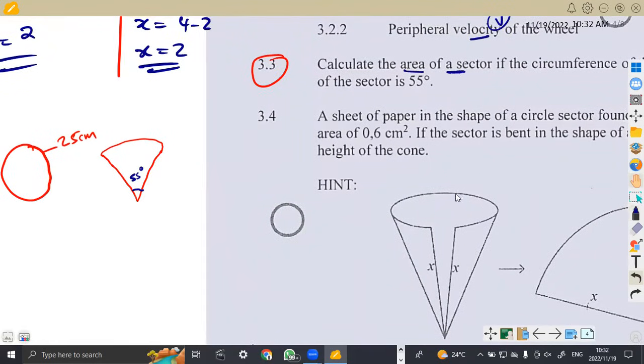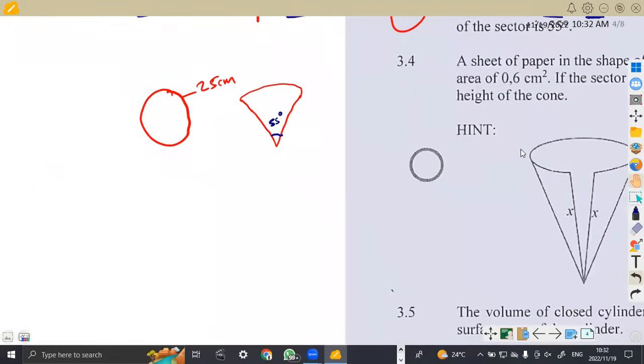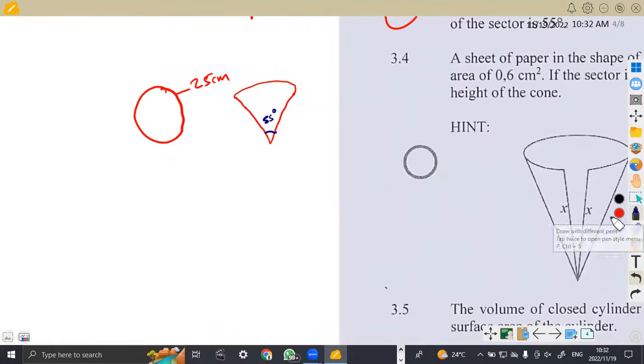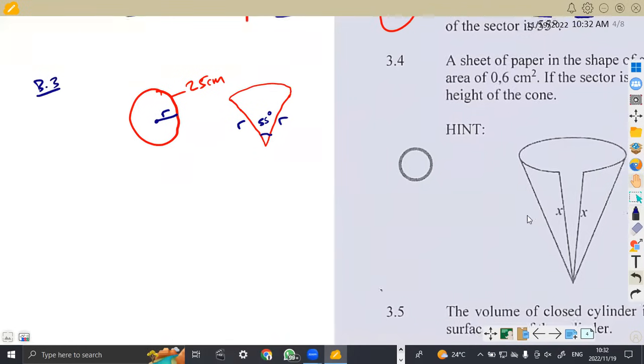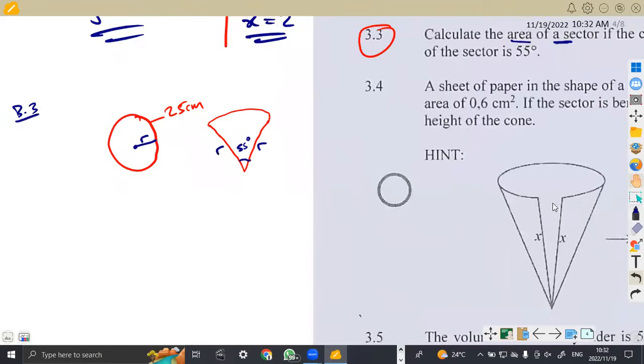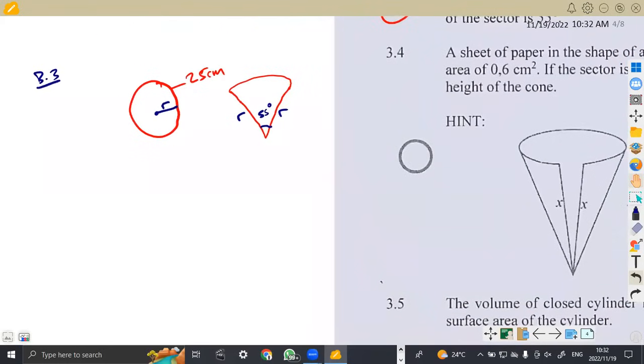Okay, but we are given the circumference of a circle. Why are we given the circumference of a circle? We can actually obtain the radius from this, because from this sector, we do not have the radius. So we can calculate the radius of the circle. Then we use that one to calculate now the area of the sector. Okay, so first things first, let's calculate the radius.